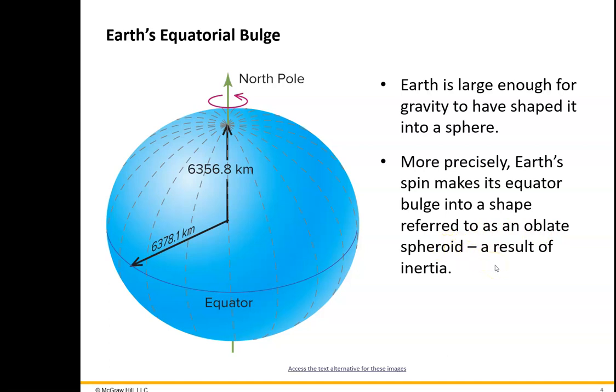Remember, we talked about this before about inertia: objects want to continue in a straight line motion unless there's a force that acts on them. And so the Earth, of course, has a great amount of mass, and that mass wants to keep going in a straight line, so this bulging at the equator is due to inertia. That's the oblate spheroid shape of the Earth.